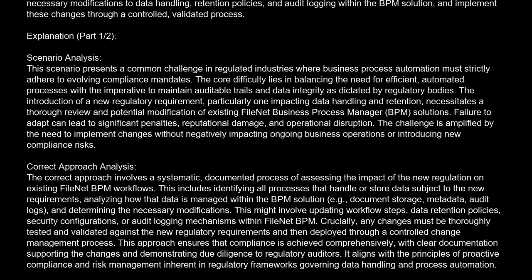Incorrect approach analysis. One incorrect approach is to assume that existing FileNet BPM configurations are automatically compliant with new regulations without explicit verification.